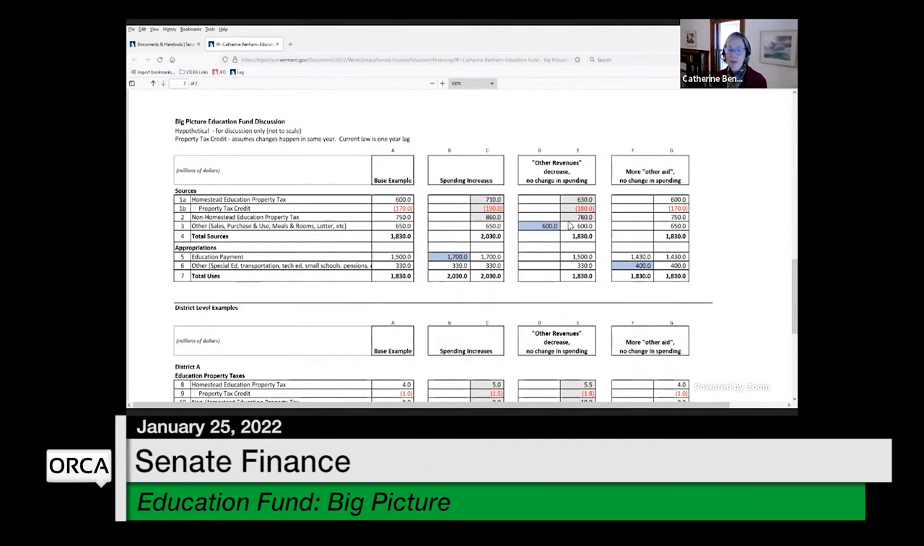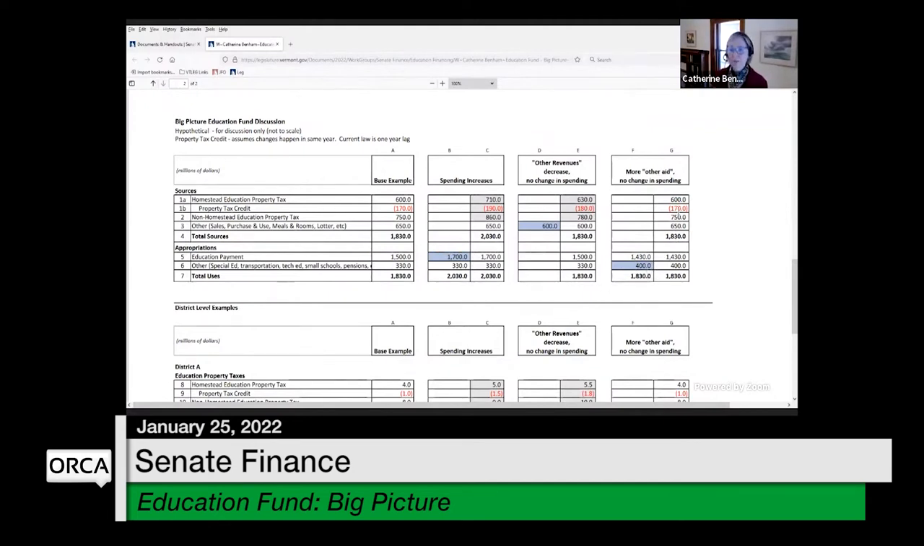And that is what makes sure that the revenues equal the spending for school budgets in the big picture scheme of things. And then the final example is that there's more other aid, more categorical aid, but there's no change in spending. And so the other line here, the $330 million has gone to $400 million. And if the total budget hasn't changed, you're just providing more aid through categorical aid, for example, transportation or small schools or tech ed, and total spending hasn't changed.